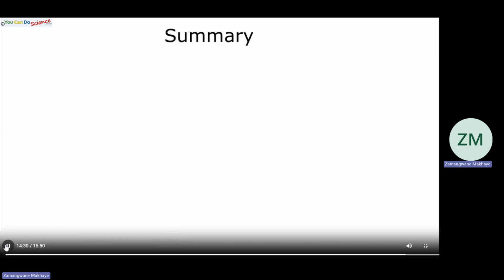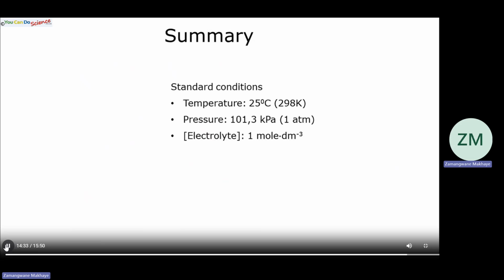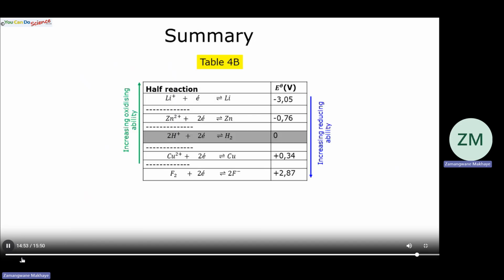Let us summarize. The standard conditions for the standard hydrogen cell and the reduction potential table is a temperature of 25 degrees Celsius, a pressure of 101.3 kilopascal, and the concentration of the electrolyte 1 mole per cubic decimeter. You must understand this table and be able to use it. The more negative the EMF value, the stronger reducing agent the substance is in relation to the hydrogen half cell. The more positive the EMF value, the stronger oxidizing agent the substance is in relation to the hydrogen half cell.